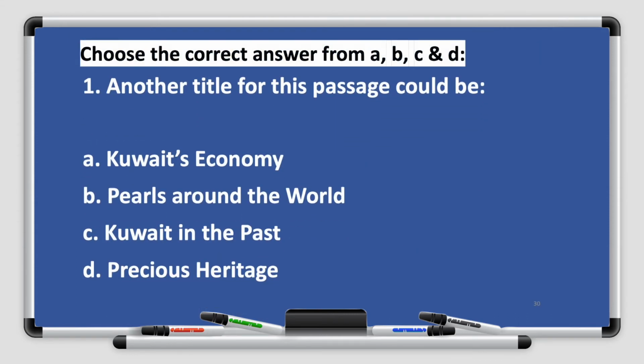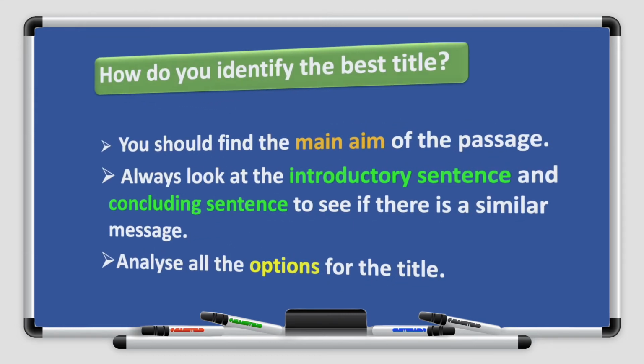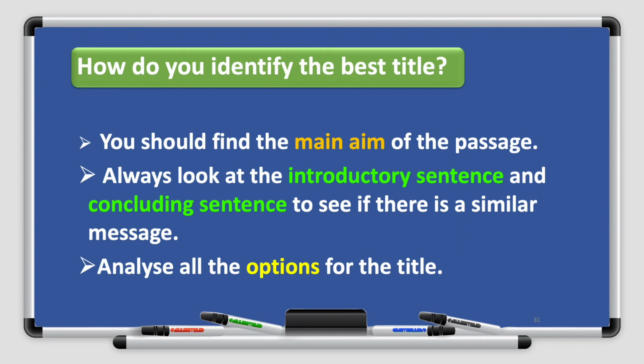Now, let's choose the correct answer from A, B, C, and D. Number 1. Another title for this passage could be. Remember, when you want to identify the best title, you should find the main aim of the passage, the whole passage, not only one of the paragraphs. Always look at the introductory sentence and concluding sentence to see if there is a similar message.